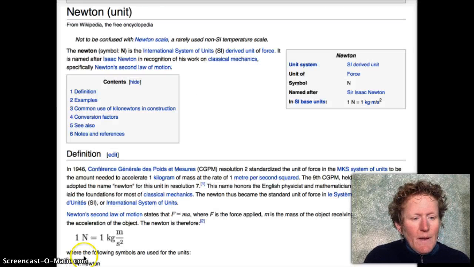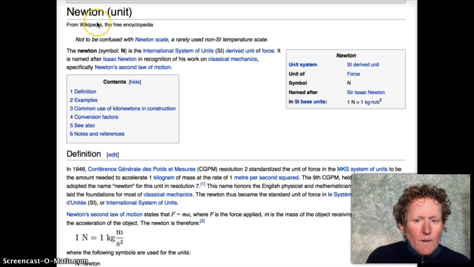Just as a quick reminder why we changed grams to kilograms, here's the official definition of a newton. That's the unit we measure force in, or weight in, and it's kilograms times meters per second squared. So anytime we have grams in this lab, we need to convert it to kilograms.